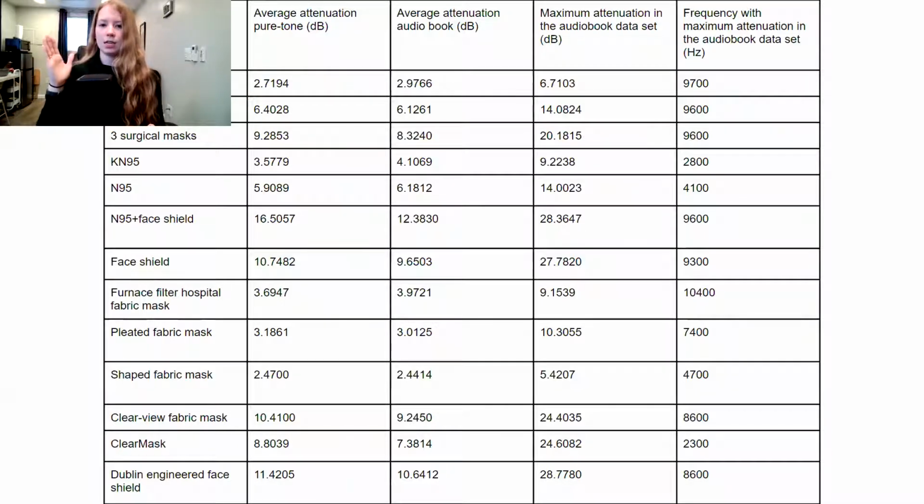And then on the 4th column, we have the maximum attenuation observed, and then the column next to that, on the far right, is the frequency at which the maximum attenuation did occur. It should be noted that most of the frequencies with the maximum attenuation are very high, and as such would have an impact on clarity of language, as mentioned before with the speech banana.